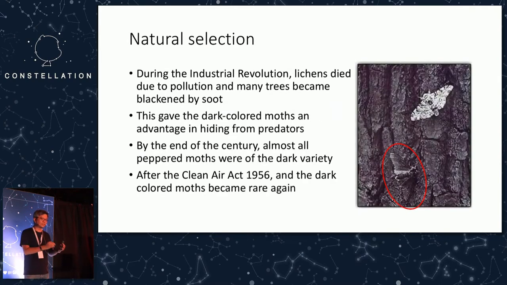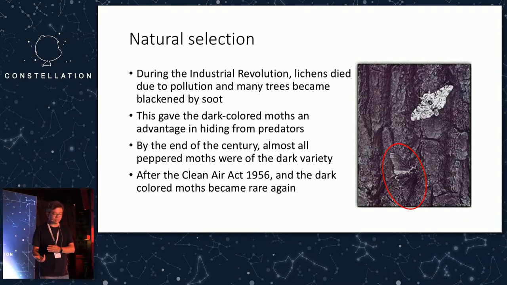But during the industrial pollution, the lichens died and the trees were blackened by soot. So this gave the dark moths an advantage in hiding against predators. So you look here again at this picture. Can you see the black moth? It's actually pretty hard. But the white moth is very visible. So naturally, they got killed off by the predators. By the end of the century, most of the peppered moths were of that variety. So that's quite normal. But what is more startling is that after the Clean Air Act in 1956, the dark-colored moths became common again. So that's an example of natural selection.